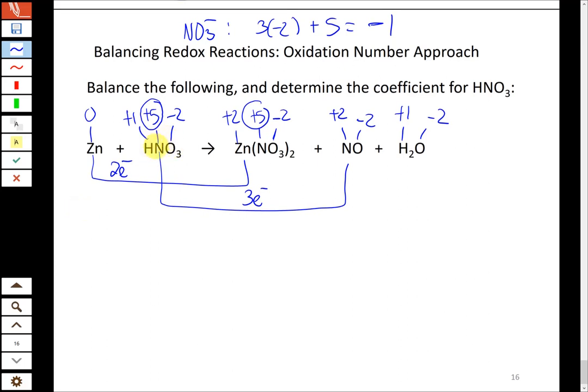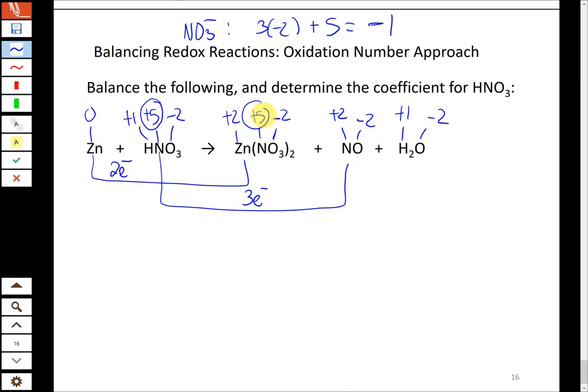So some of the HNO3 is going to change its oxidation number and become NO, and we're going to balance that by making sure the number of electrons is the same for both processes. But some of the HNO3 is going to not change its oxidation number, it's just going to go from HNO3 to nitrate, NO3 minus, and those will balance by inspection at the end to make sure it's totally balanced.